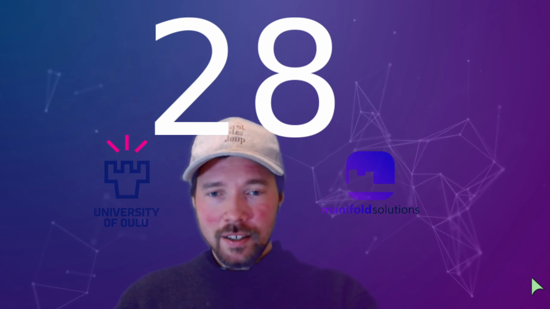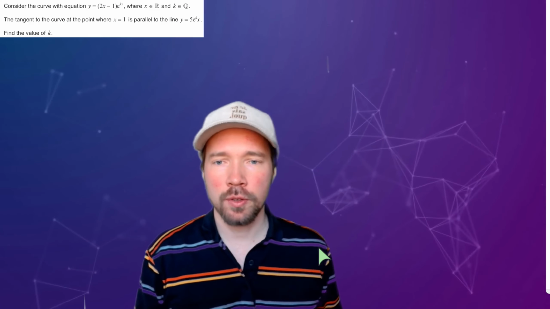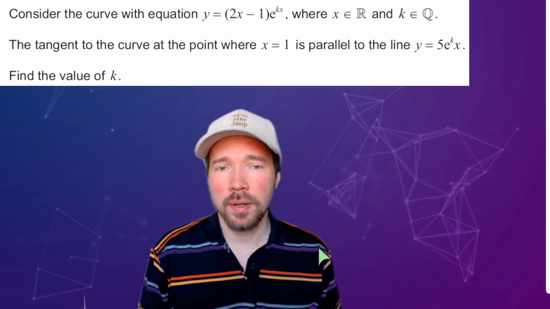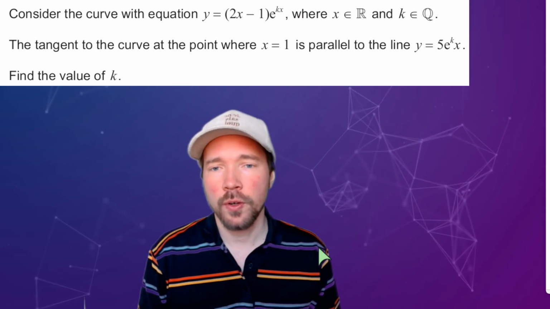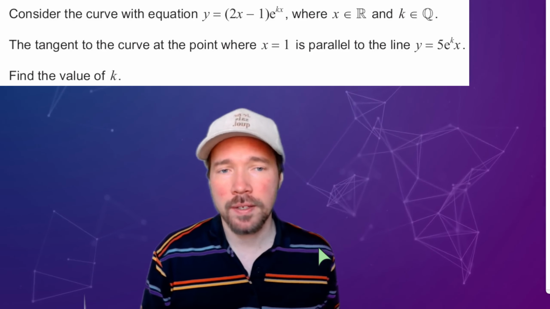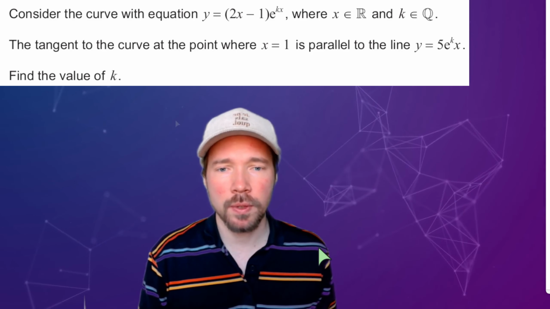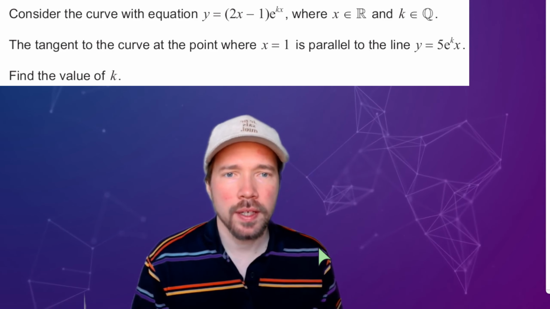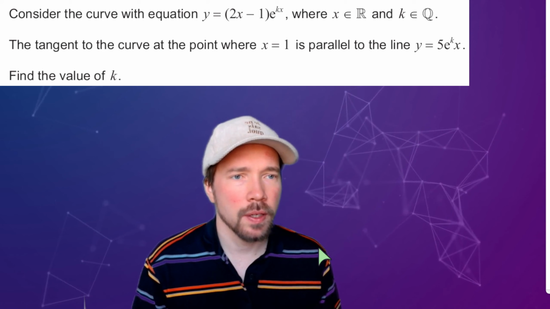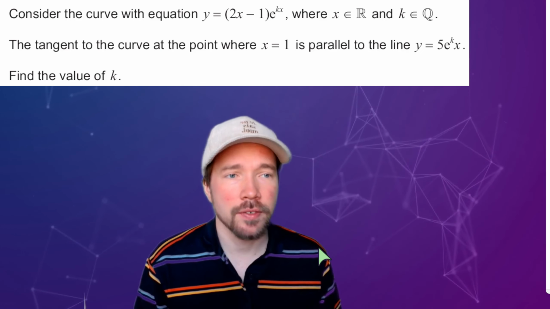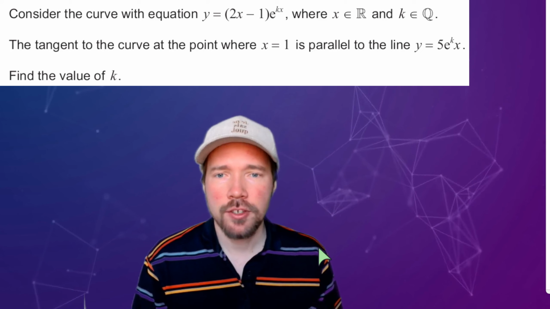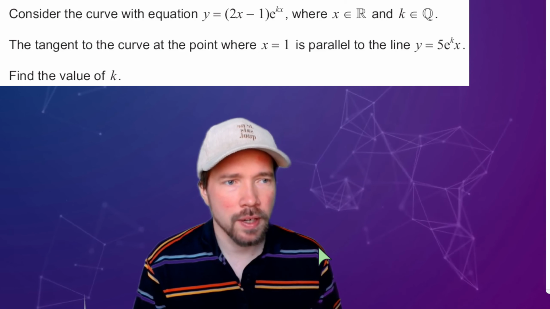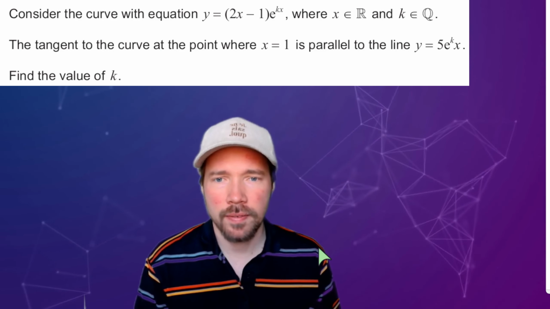Let's get started. In this video, I'm going to look at an exercise like this. This one is like a typical Paper 1 question for AA SL/HL mathematics. So let's see what we can say about it. Consider the curve with equation this, where x is a real number and k is a rational number. The tangent to the curve at the point where x equals 1 is parallel to the line y equals 5e^(kx). Find the value of k.